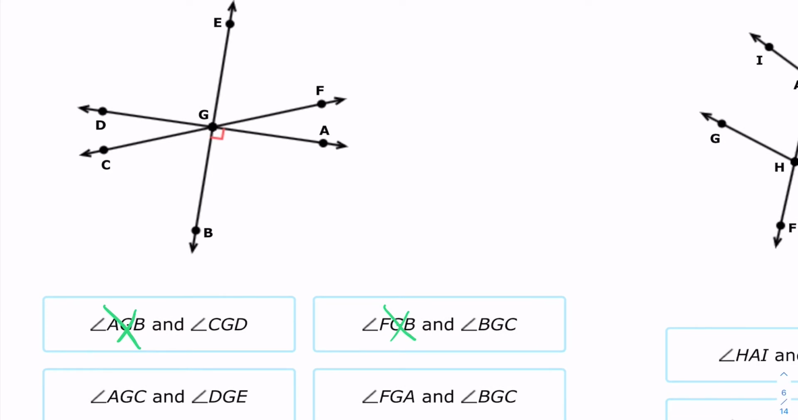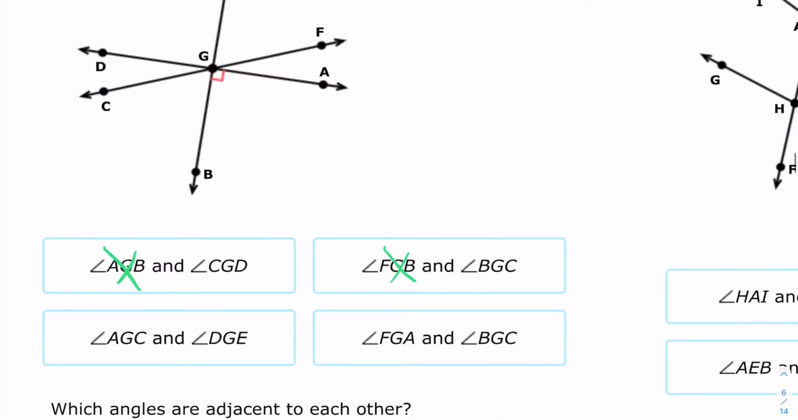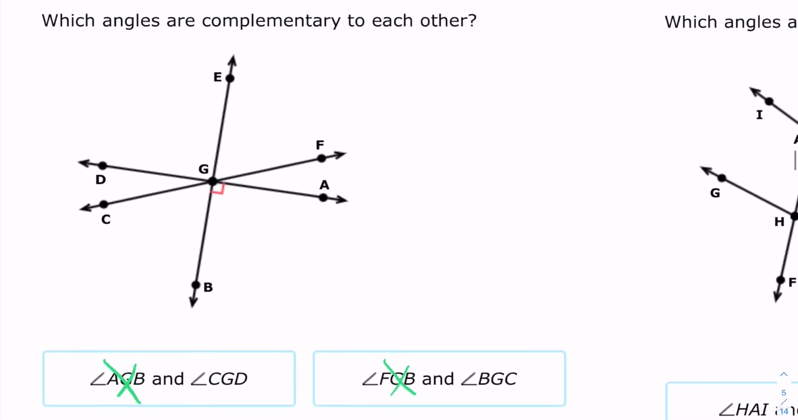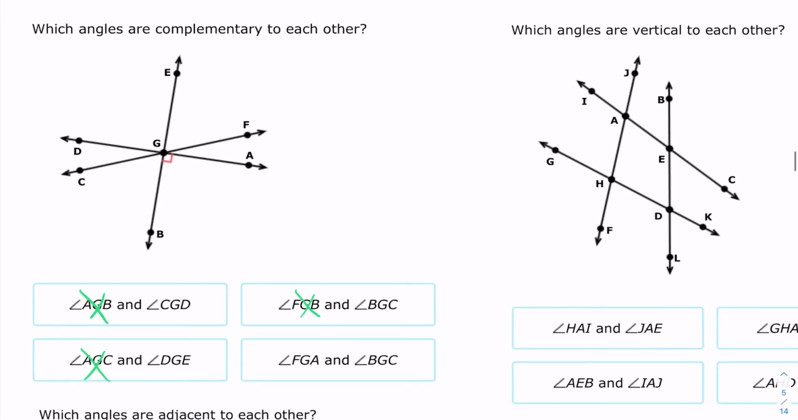Okay, let's look at AGC. So AGC is already way too large. Again, AGC is more than 90 degrees. So let's look. Our last options are FGA, which is a small little angle here, and BGC, and those are complementary.